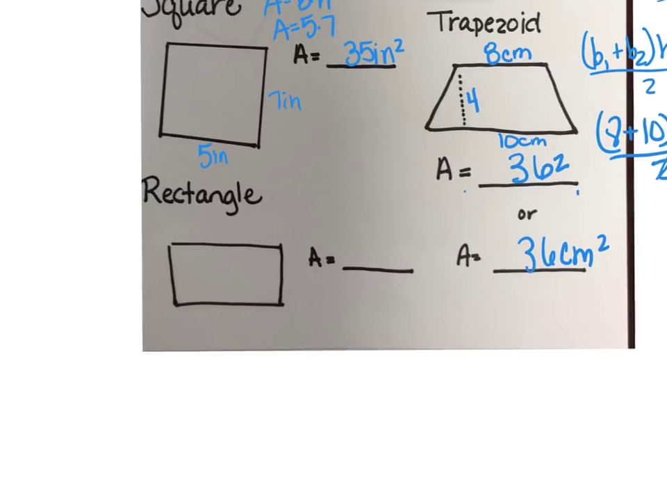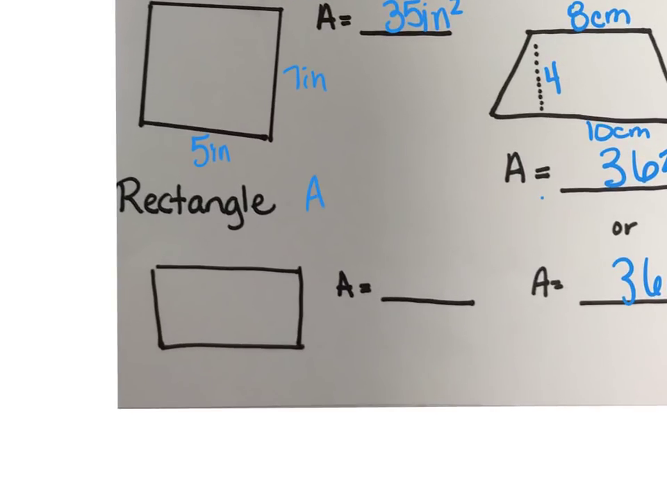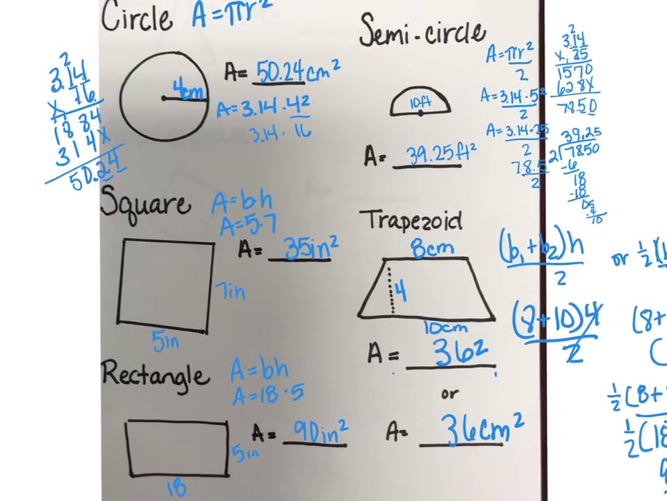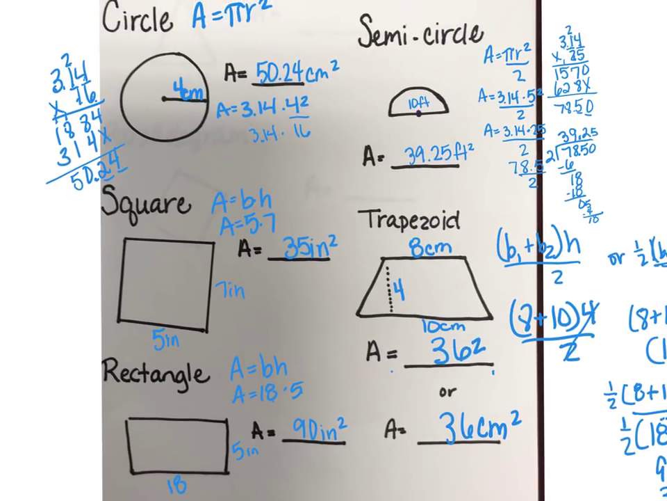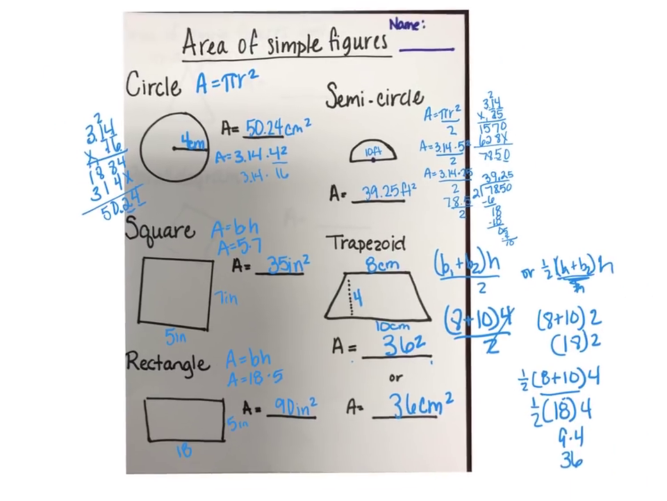Okay, our last one, rectangle, same formula as a square, which is base times height. So if this is 18 and this is 5, you would say area equals 18 times 5. And 5 times 8 is 40, carry your 4, would be 90. And we would say if it's in inches, it would be inches squared. Okay, so those are those 5 shapes: circle, semicircle, square, trapezoid, rectangle.